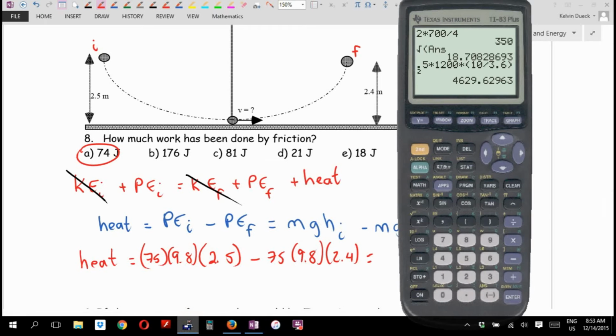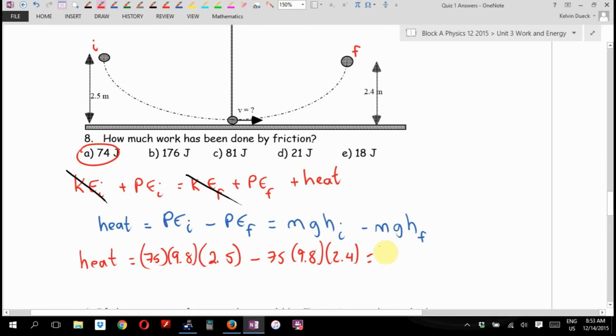Okay, you guys want me to actually type the numbers in? Fine. 73.5. What? Heat joules.